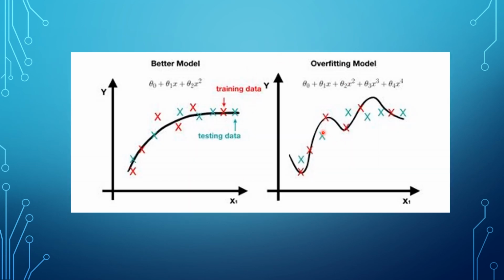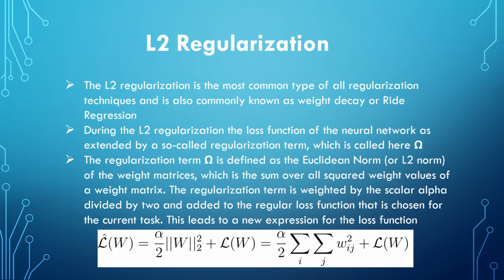Now I will give an example of an overfitting model. Here you can see a better model. The data are balanced correctly and there is no noise in the data in the better model. But in the overfitting model, you can see that imbalanced data is present in the model. That is why it becomes overfitting. So to solve this problem, we use regularization techniques. Let us move on to the first technique, L2 regularization.